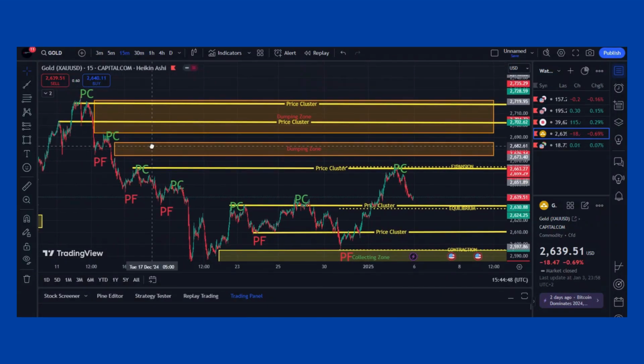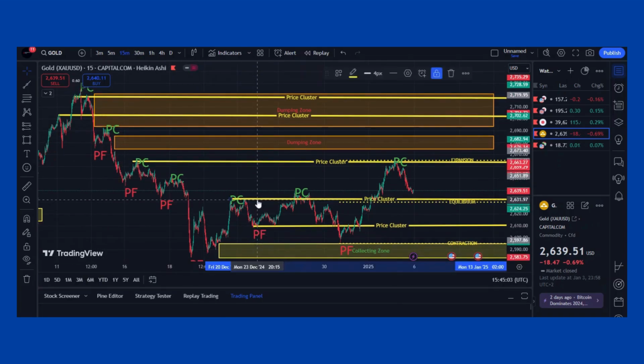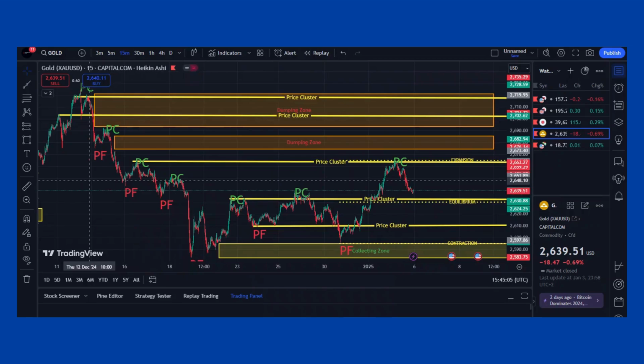The next pair that we'll be doing today is against US dollar. As you can see, our model starts by indicating price floor, price ceiling, price floor, price ceiling, price floor, based on the market flow and the market momentum.